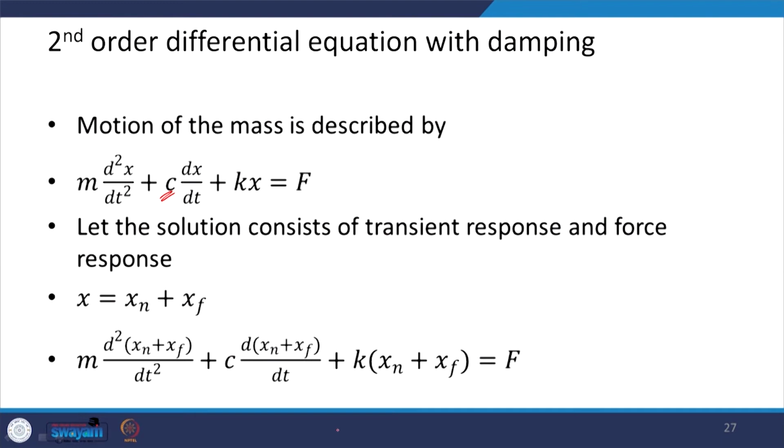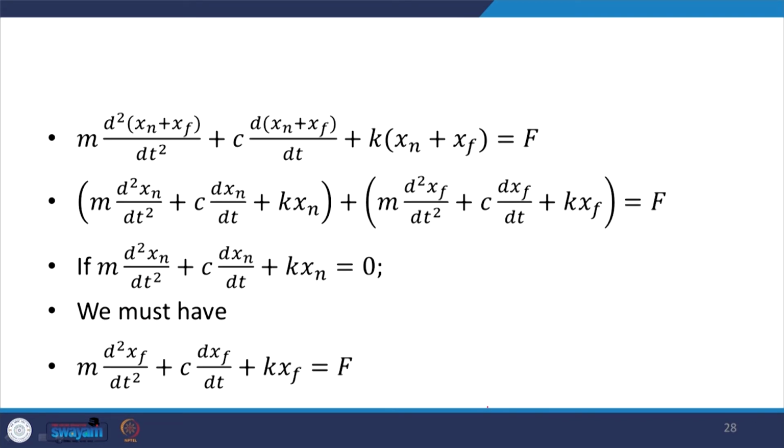Okay. Now, what if there is damping? If damping is present, then this term is not going to be equal to 0, and we have, say, the excitation force F over here. Again, I can take the solution to be composed of two forms, that is the natural response and the force response, and as we have done earlier, we can substitute this solution in this expression, and we can segregate basically the two parts over here.